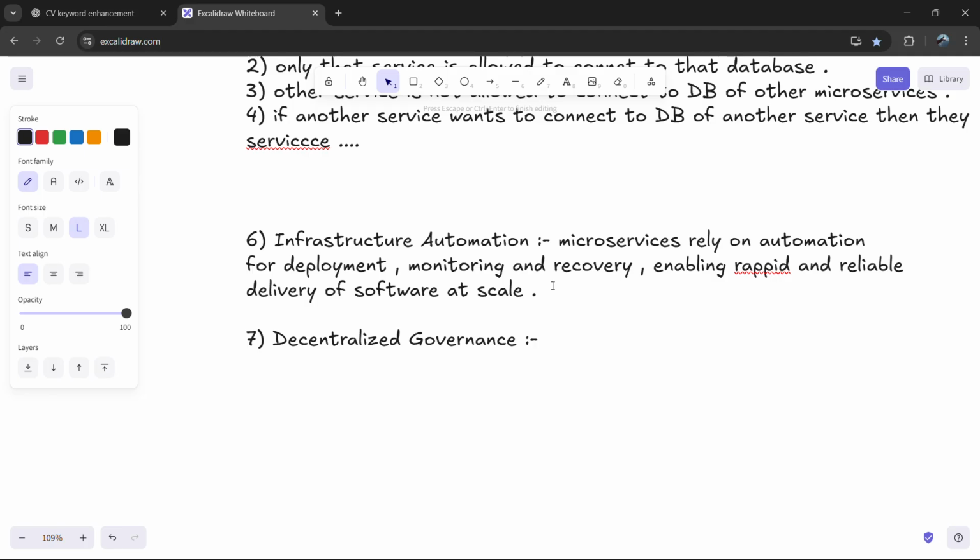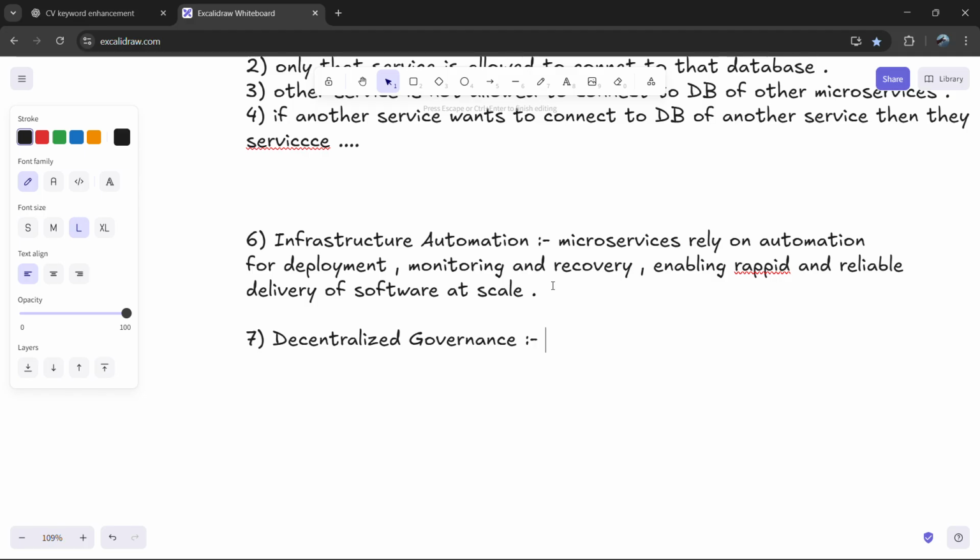So what does decentralized governance mean? Suppose you want to make a project. Decentralized governance means authority and control are distributed across autonomous teams. It allows developers to work with any technologies. Suppose a developer wants to build a project using Java. Decentralized governance allows them to say, okay, you code in Java.